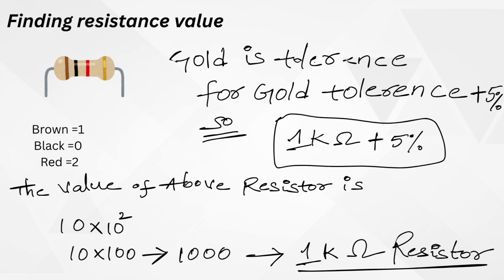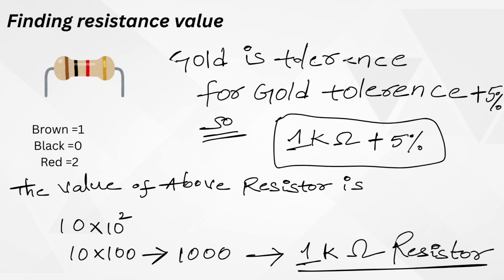So gold color tolerance is plus or minus 5%. And here 1 for brown, 0 for black, into 10 to the power of 2. Why are we given 10 to the power of 2 here? When we see the diagram, before the tolerance there is some value that is the multiplier. So the multiplier is here.